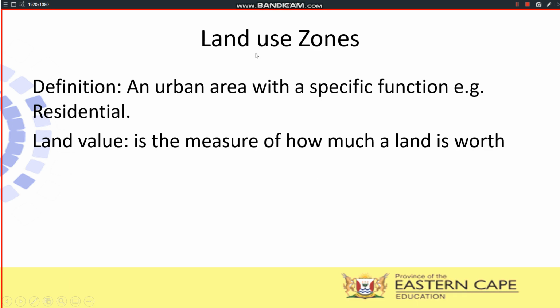Let's look at this term that they call land use zones. It's an urban area with a specific function. Example, residential.